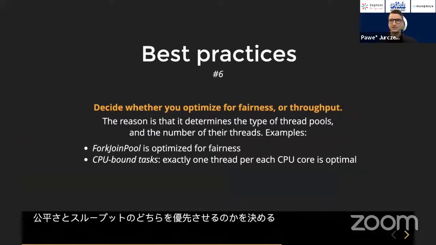The next thing is that if you have rigorous performance requirements for your application, then you should decide whether you optimize your application for fairness or for throughput, because depending on that, you might be using slightly different types of thread pools and slightly different configurations. For example, ForkJoinPool itself is optimized for fairness. The reason is the one I already told you: it will add more threads if there's a high load on the thread pool.